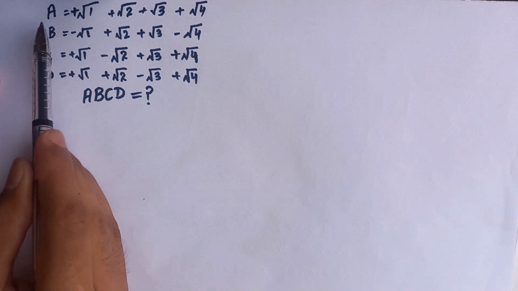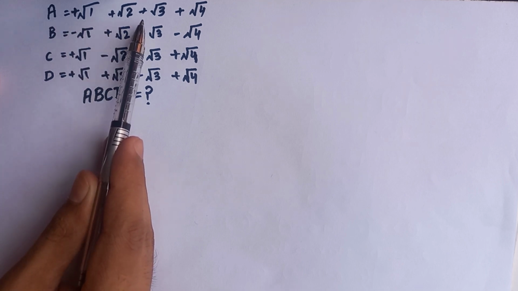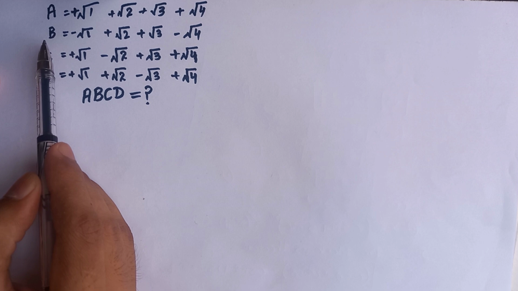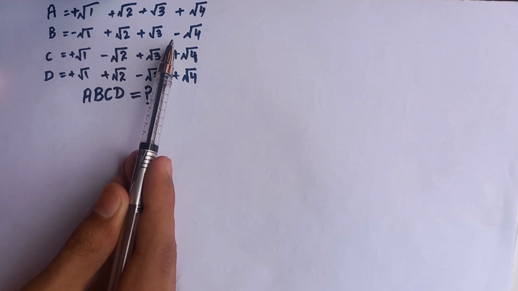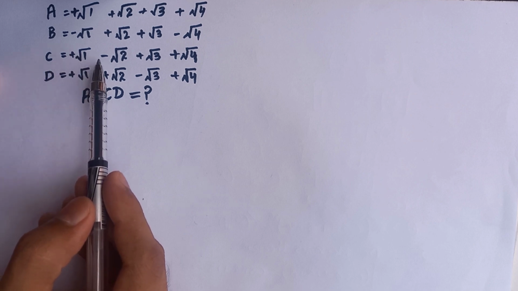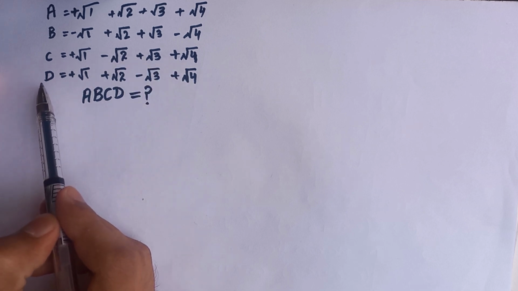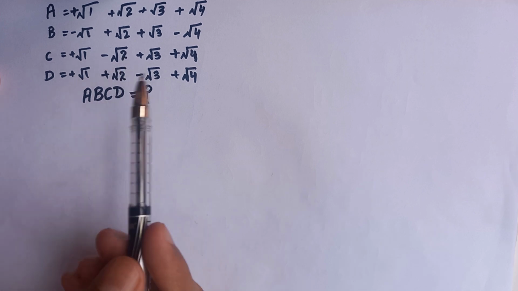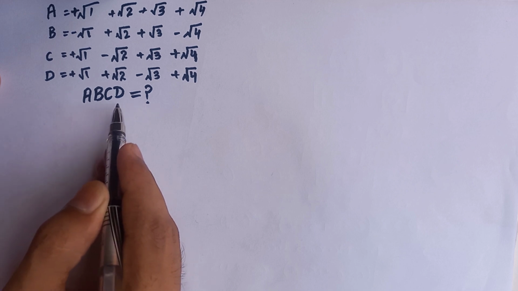The problem is: a is equal to plus root 1 plus root 2 plus root 3 plus root 4, and the value of b is minus root 1 plus root 2 plus root 3 minus root 4. The value of c is plus root 1 minus root 2 plus root 3 plus root 4. The value of d is plus root 1 plus root 2 minus root 3 plus root 4. And we have to find the product abcd.